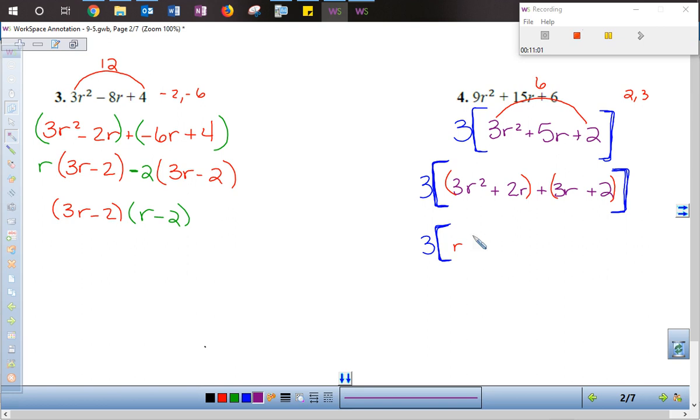Now let's see what I have left. 3r squared divided by r gives me 3r. Then 2r divided by r gives me 2. Now my second binomial, 3r plus 2, 3 and 2 don't have anything in common. One term has an r, the other term doesn't, so I can only take out a greatest common factor of 1. And again, that's going to leave me with 3r plus 2. Then, close your brackets.